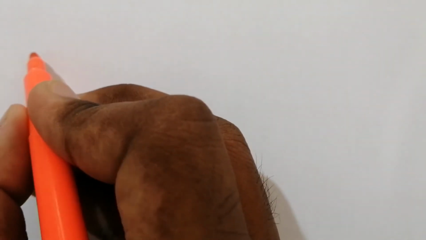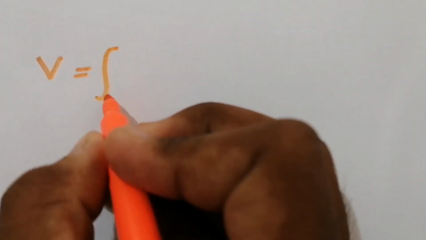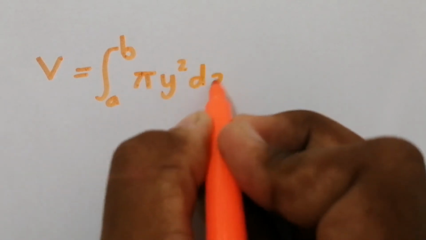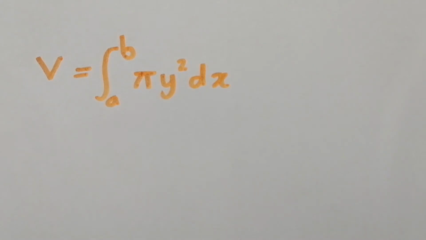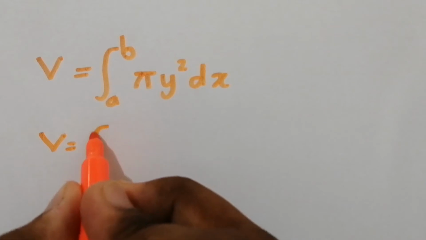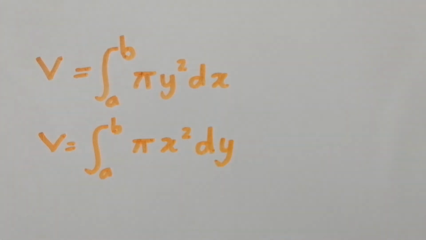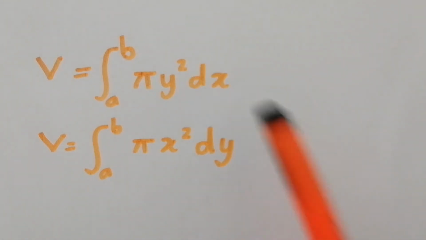As you know, the volume of a solid rotated about the x-axis or y-axis can be found by using integration. If the solid is rotated about the x-axis, the equation for the volume is V equal integral a to b, these are the two limits, pi y squared dx. If the solid is rotated about the y-axis, the equation is V equal integral a to b pi x squared dy. In the above graph, the solid is rotated about the x-axis, so I have to use this equation. Then I am writing by substituting the relevant values.